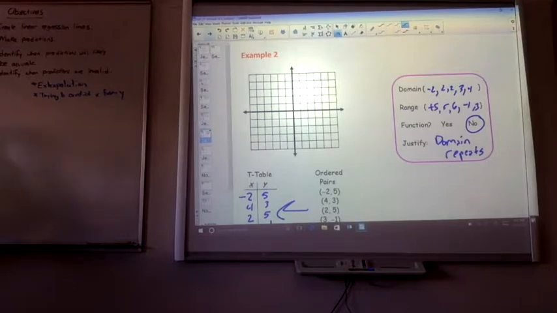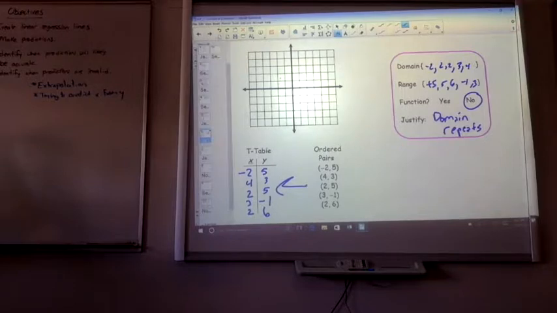Now we can plug our ordered pairs into our graph. So negative 2, 5, 4, 3, 2, 5, 3, negative 1, and 2, 6. Not negative, just 2, 6. And then 2, 6.